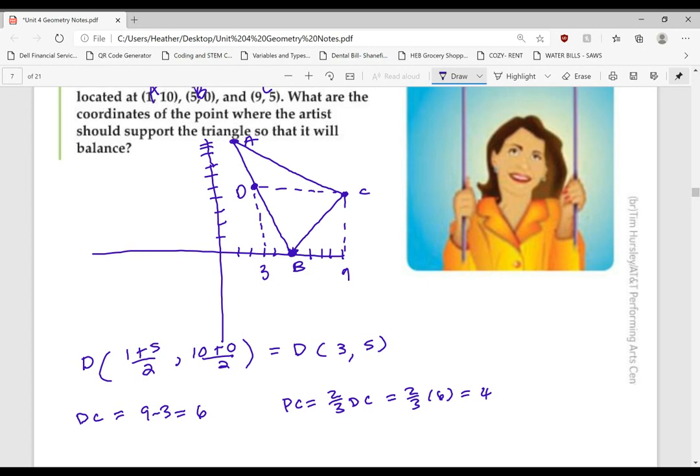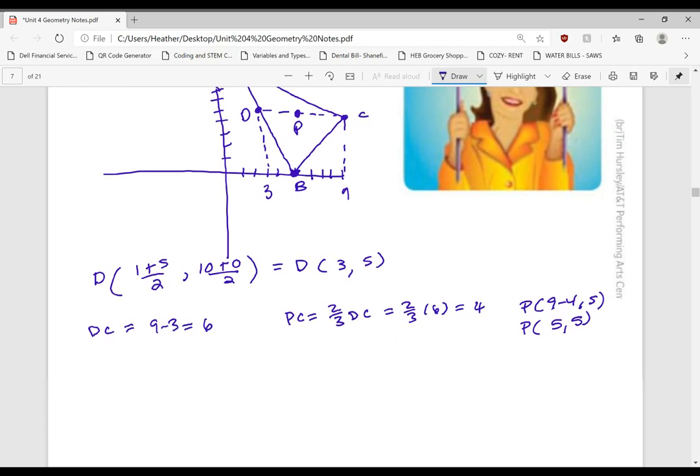The coordinates of P are now 9 minus 4, comma 5, which is 5, comma 5. So now I'm going to graph that. So 5, 5. Again, excuse the bell. So that means we found the centroid of the triangle, which is P, 5, comma 5. Okay?